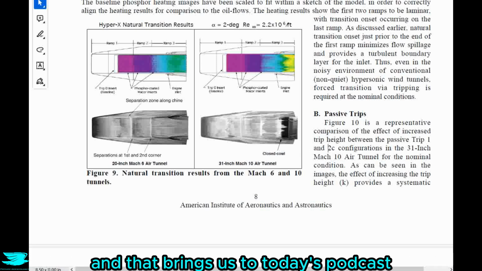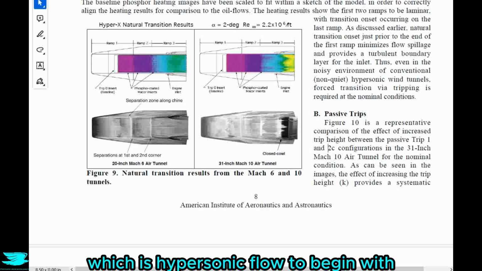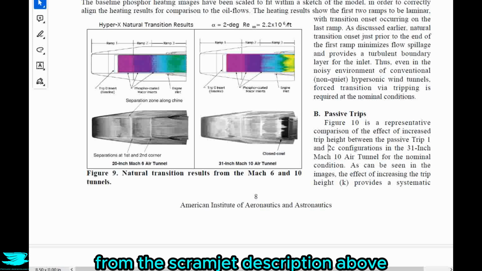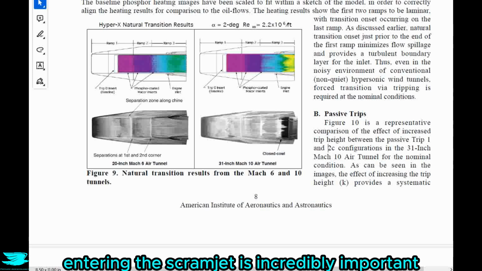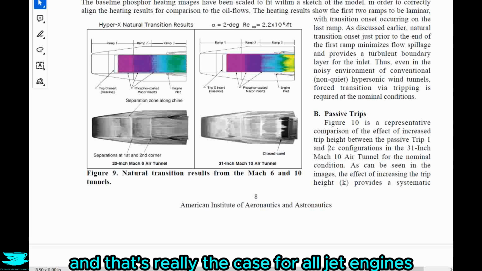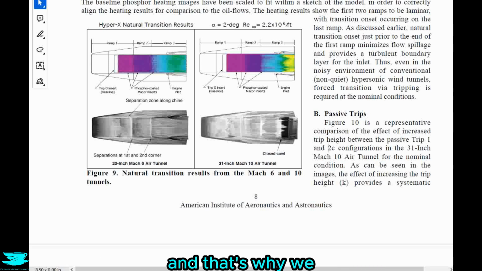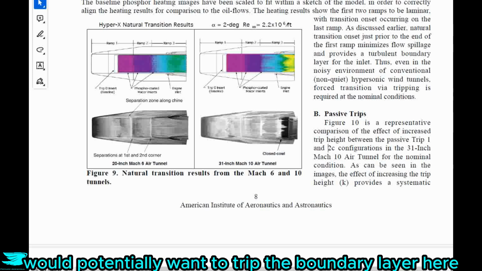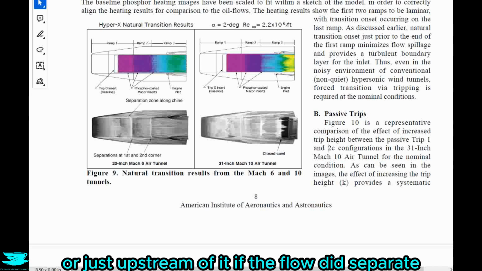And that brings us to today's podcast, tripping the boundary layer of a flow entering a scramjet, which is hypersonic flow to begin with. From the scramjet description above, we can now understand that the flow entering the scramjet is incredibly important, and that's really the case for all jet engines, but even more so, you could argue, for scramjets. And that's why we would potentially want to trip the boundary layer here, and that is to reduce the flow's tendency to separate in the engine or just upstream of it.